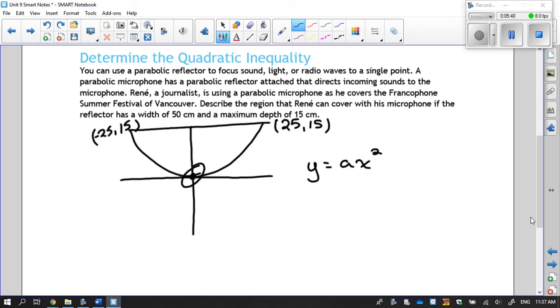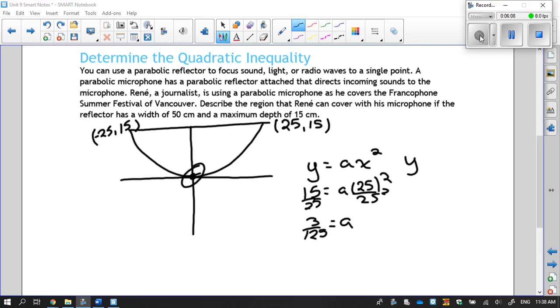So then we would sub in one of our points. So let's use 25, 15 because those are both even valued numbers. So then that would be 15 is equal to a times 25 squared, and then divide this over. And we would get 3 over 125 once it's all reduced is equal to a. So then our formula is just y is equal to 3 over 125 x squared.